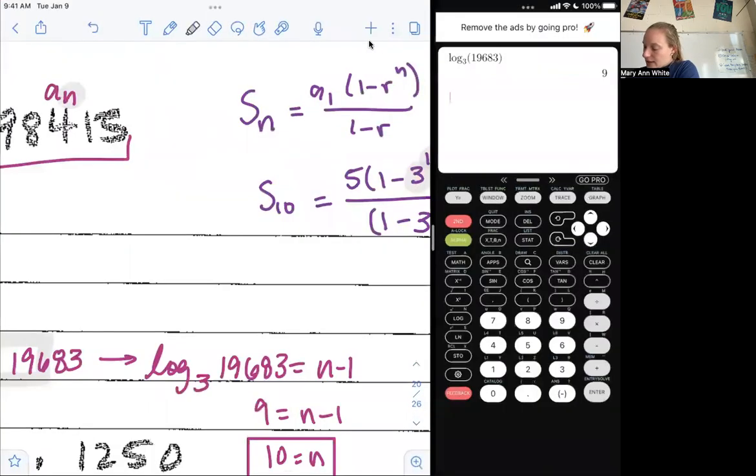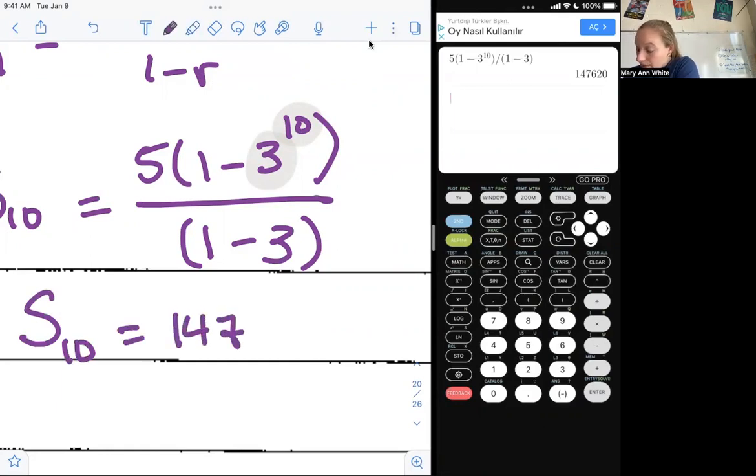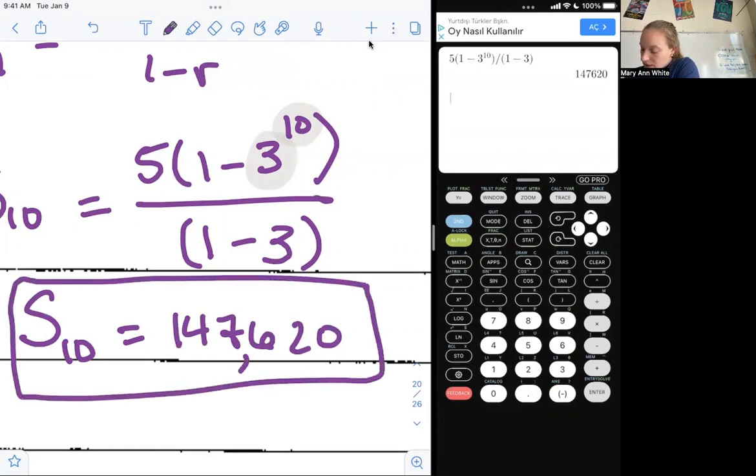I was going to do this without the calculator, but I'm nervous that you guys need it. So I'm going to say 5 parentheses 1 minus 3 raised to the 10th. And then I close that parentheses, divided by, and if it makes you happy, you can do 1 minus 3 in your head, or in case you don't want to, you can also do it in the calculator. And my sum, just like with the arithmetic sequence, that number gets really big, obviously the sum of those big numbers is also going to be very big. So 147,620 is my number here. Okay. Get rid of the calculator.